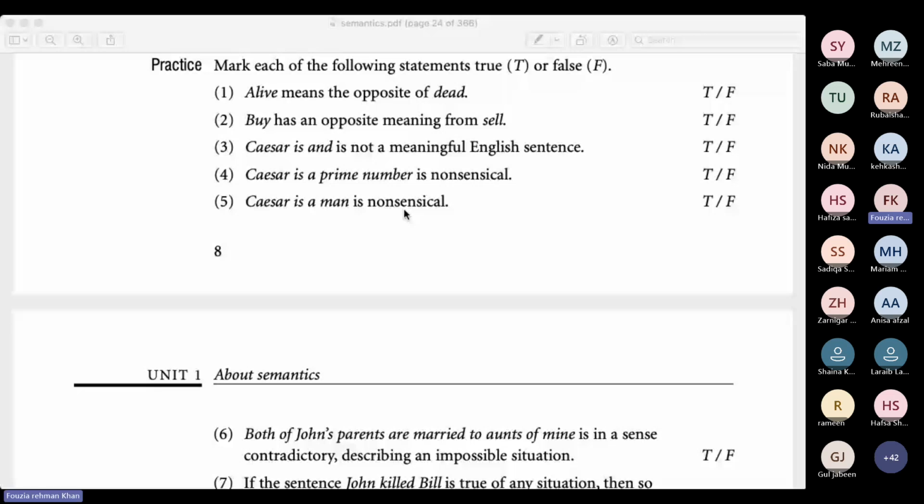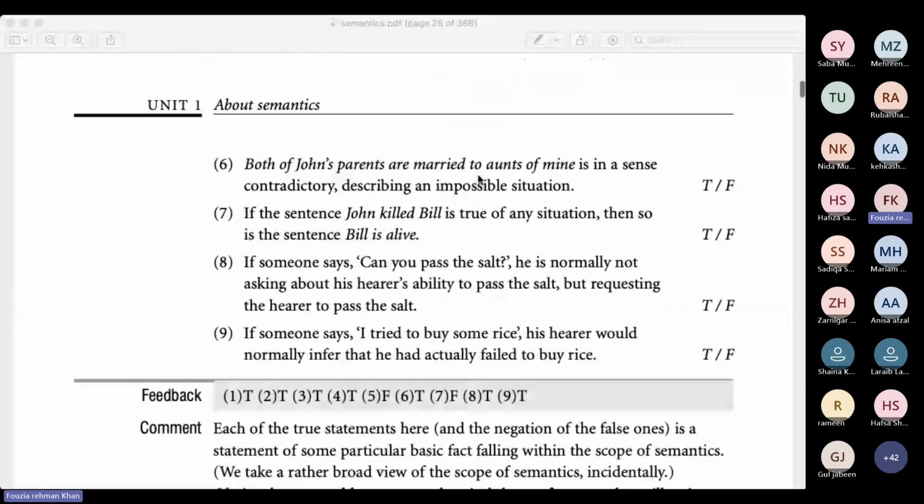Both of John's parents are married to aunts of mine is in a sense contradictory, describing an impossible situation. Both of John's parents, parents is a dad and a mom, so they cannot both marry an aunt. The dad can marry the aunt, but the mom cannot marry the aunt. So that describes an impossible situation.